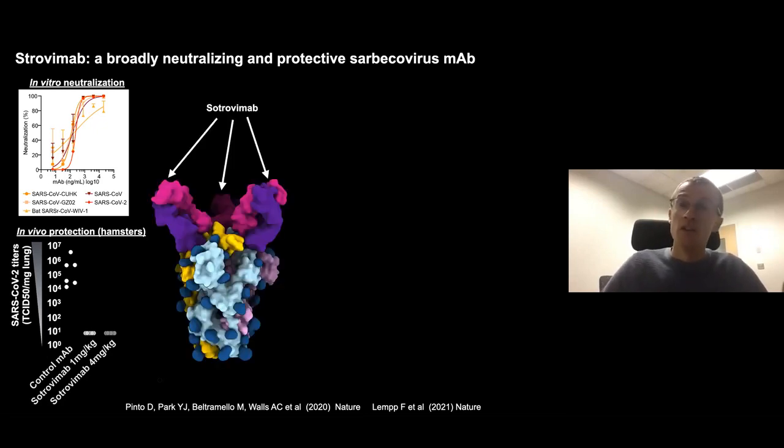So using Cryo-EM, we determined the structure of the complex with the spike and found that the antibody recognizes the receptor binding domain at an epitope that is accessible in both the open and closed states. And therefore, the antibody does not discriminate between the different conformational states of the RBD.